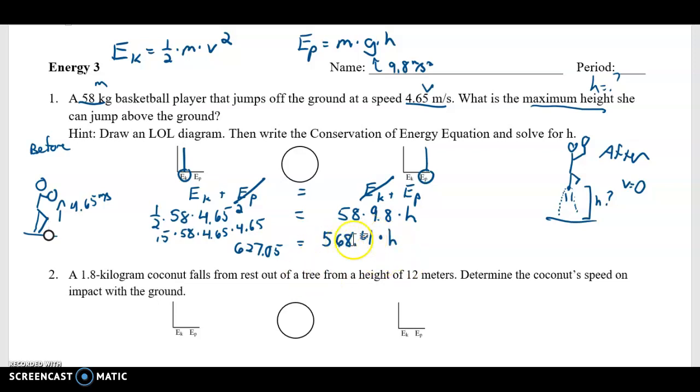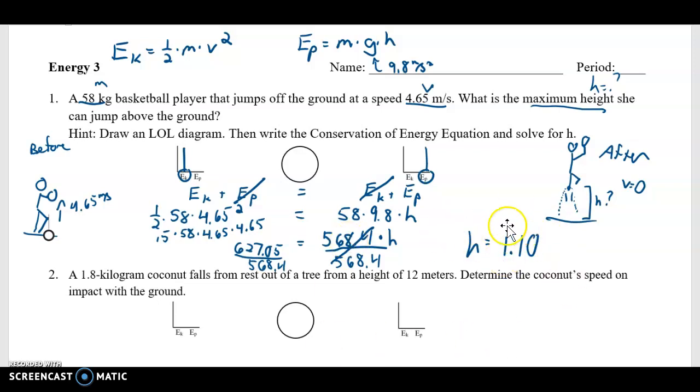And now the last thing I need to do is solve for h. Right now it's being multiplied by this 568.4. I have to divide by 568.4 on both sides. Those go away, and I end up with 627.05 divided by 568.4. I end up with a string of decimals, and that's okay, but I get 1.10. Go out 2 decimals, you'll be good.